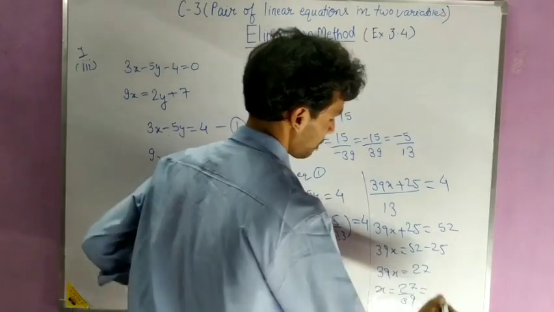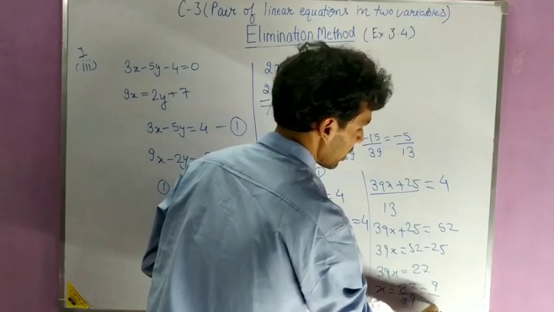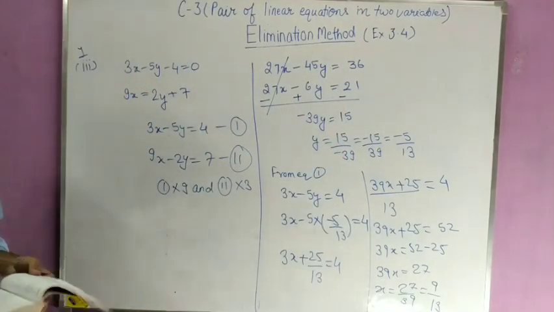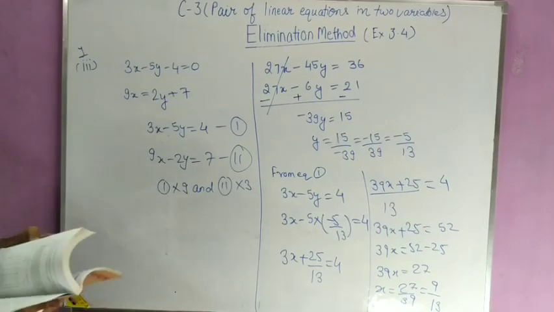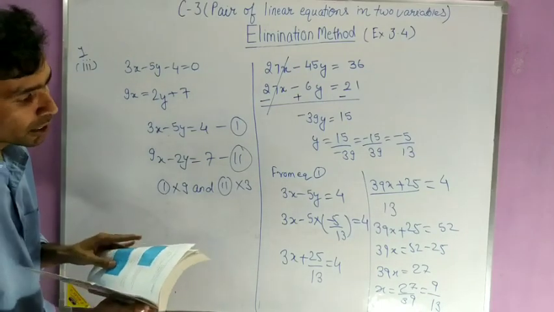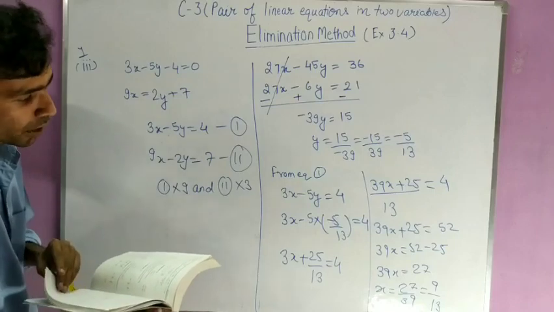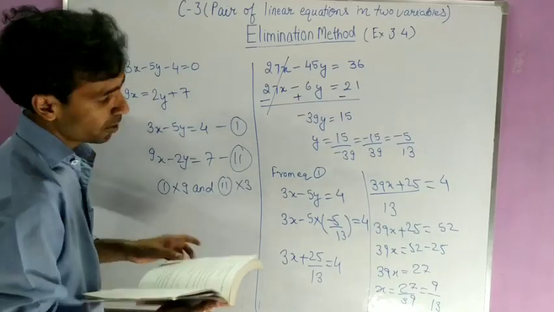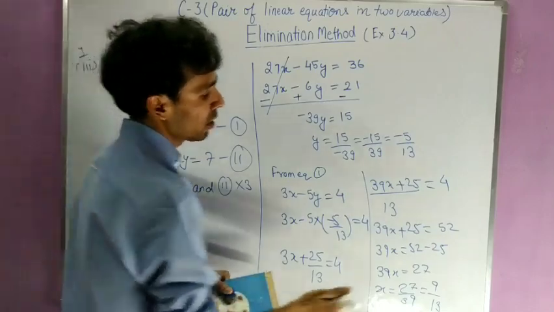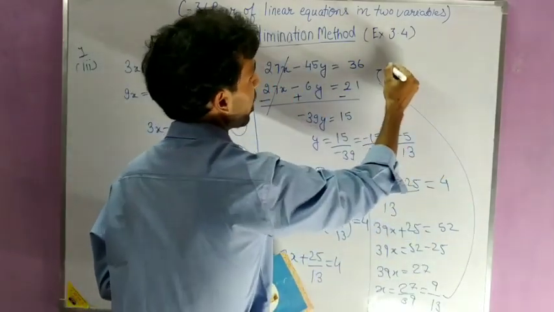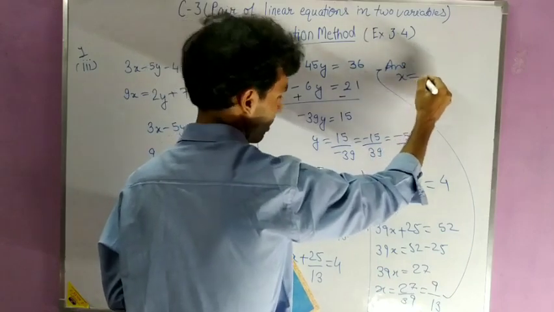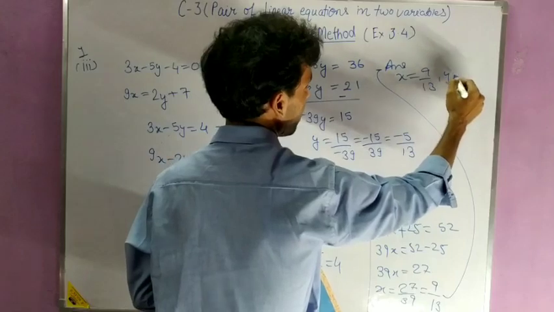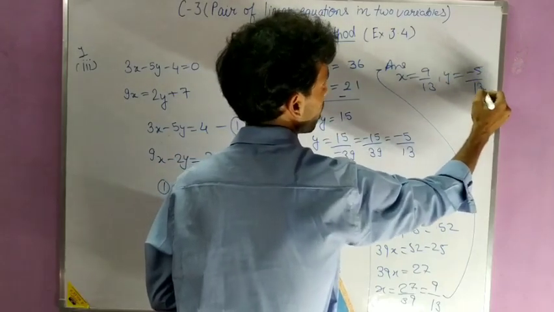So x will come 27 by 39. It means 9 by 13. Okay. So the value of y comes minus 5 by 13, and the value of x comes 9 by 13. Okay. See, the answer is correct. After this line you can write here, answer will be x is equal to 9 by 13 and y is equal to minus 5 by 13.